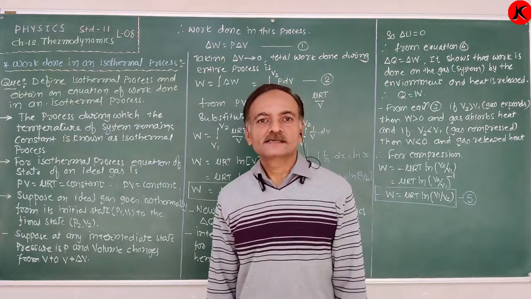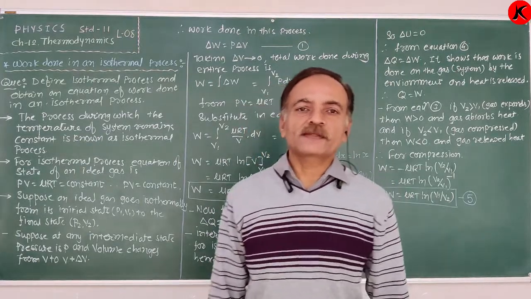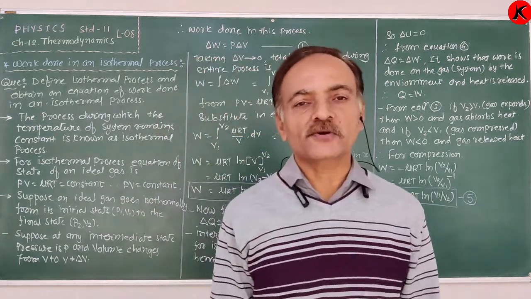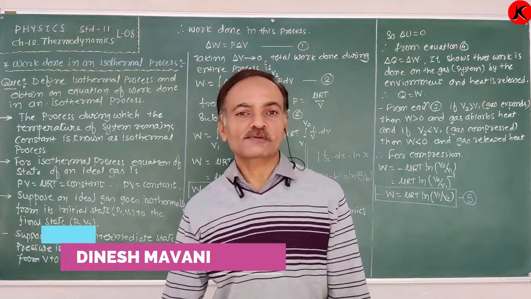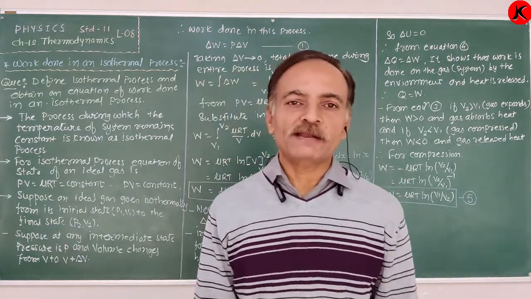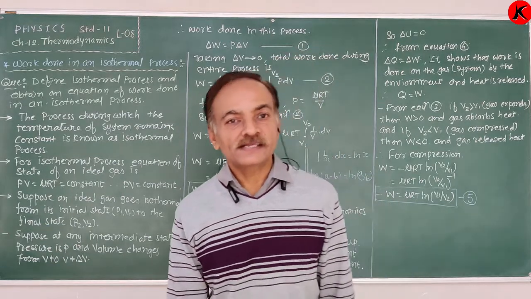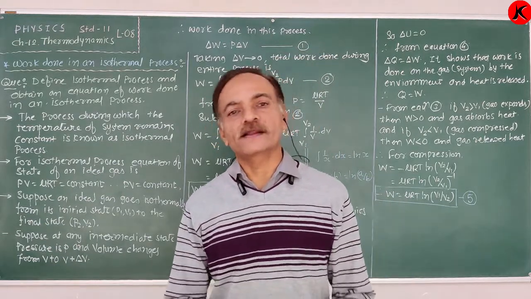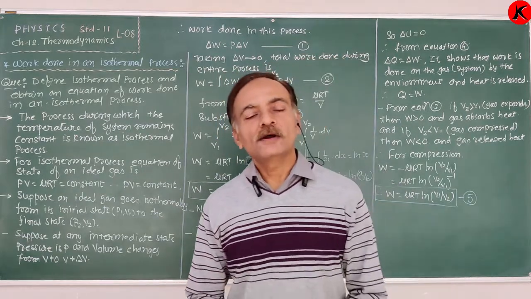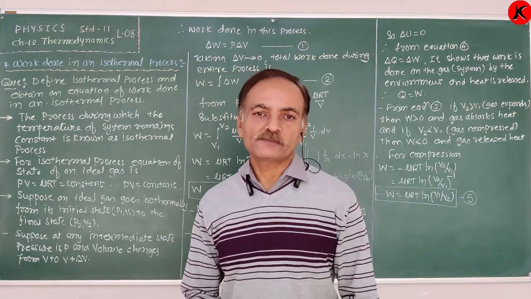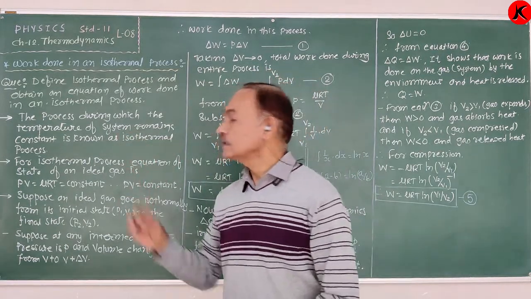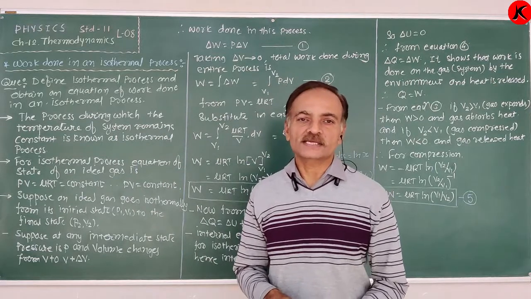Good morning, friends. We discussed the different types of thermodynamic processes: isothermal, isobaric, isochoric, adiabatic, and also the cyclic process. Right? For these different types of thermodynamic processes, we are interested in calculating the work done. How much work done is obtained for each type of thermodynamic process?